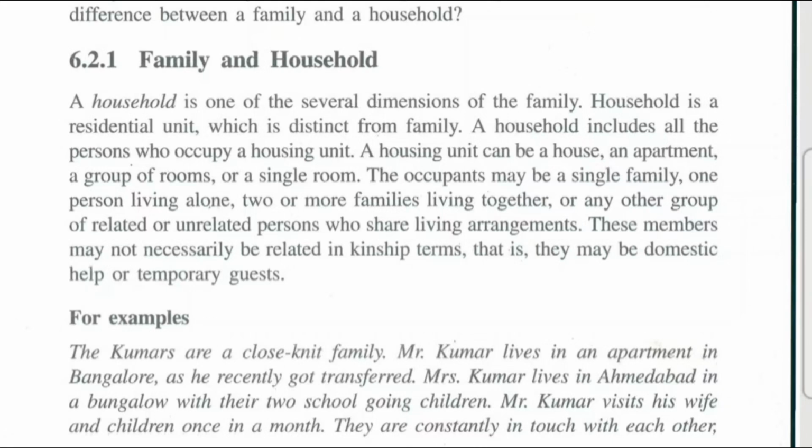The occupants may be a single family, one person living alone, two or more families living together, or any other group of related or unrelated persons who share living arrangements. These members may not necessarily be related in kinship terms, that is, they may be domestic help or temporary guests.